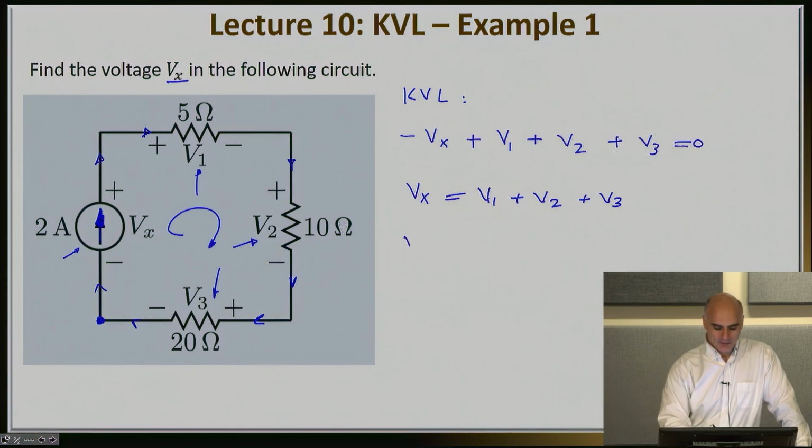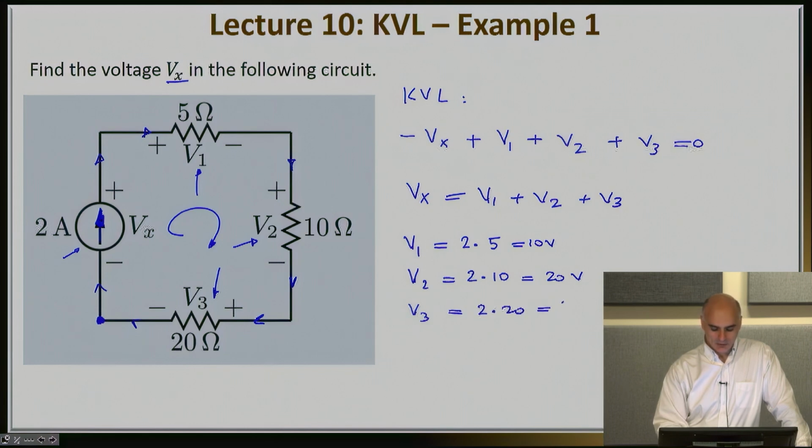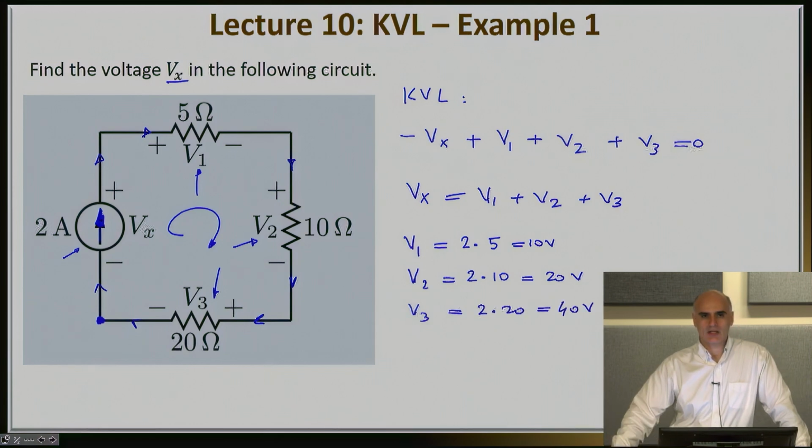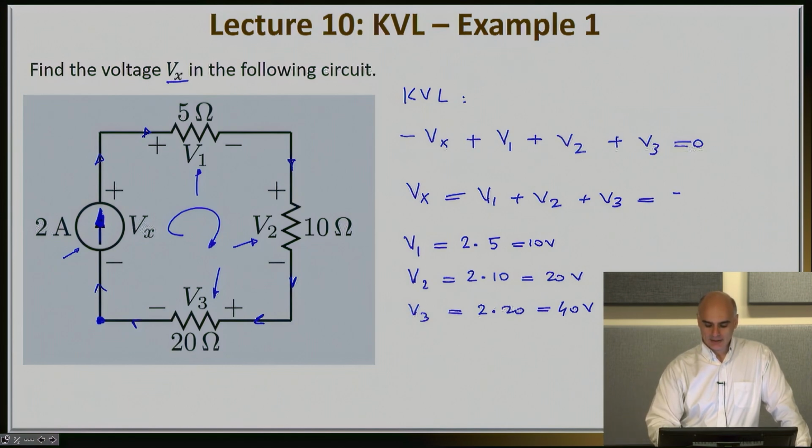So for example, V1 must be equal to 2 amps times 5 ohms, or 10 volts. Similarly, V2 must be equal to 2 amps times 10, or 20 volts, and finally V3 must be equal to 2 amps times 20, or 40 volts. So when I add all of them up together, I will find my Vx is equal to 70 volts, and that is the right answer for the problem.